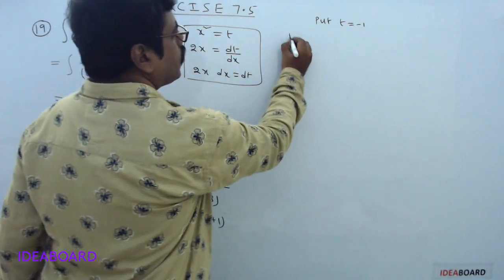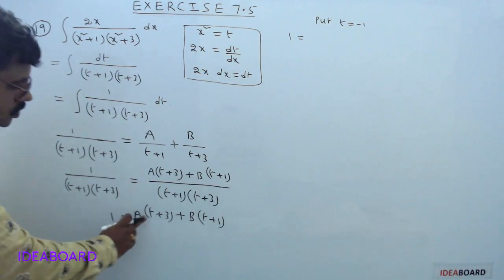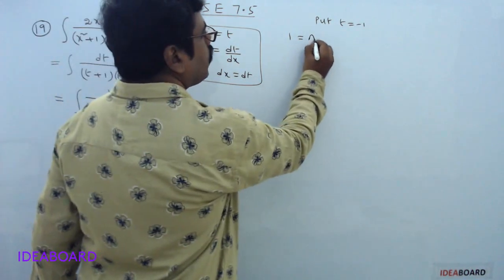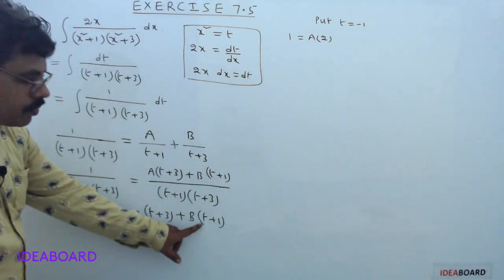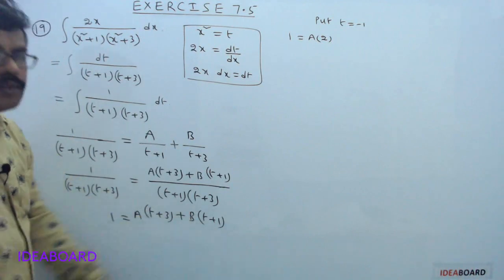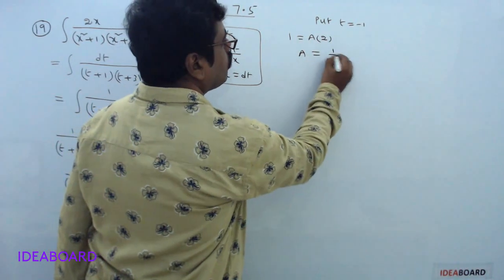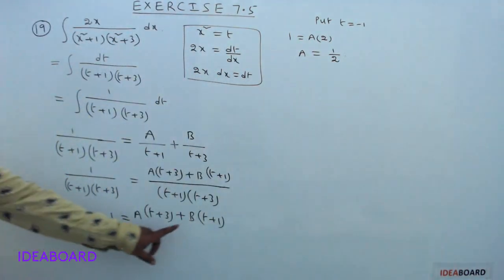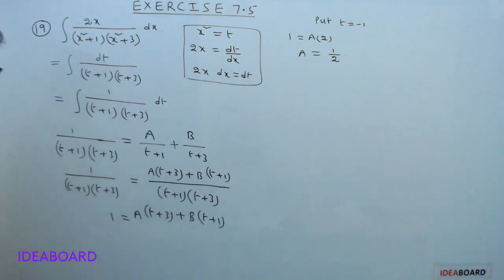LHS part will be 1 equals, t value minus 1, so minus 1 plus 3, it will be 2. So a into 2. By substituting t equal to minus 1, the second term will be 0. So 1 equals a into 2. What is the value of a? 1 divided by 2.